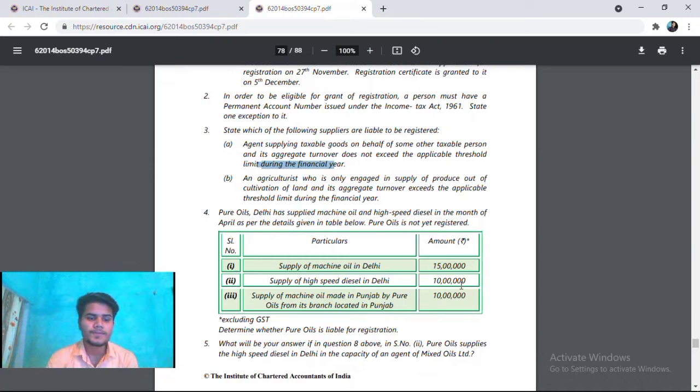But we also know that if we make supply of goods only intrastate, then the threshold limit for taking the registration is 40 lakh rupees. So in the given case, Pure Oil Delhi is not required to take registration because its aggregate turnover is 35 lakh rupees and it makes only intrastate supply of goods. So it is not required to take the registration.